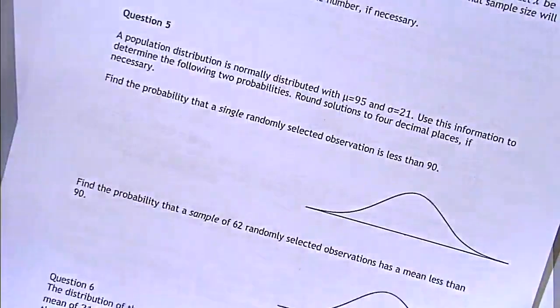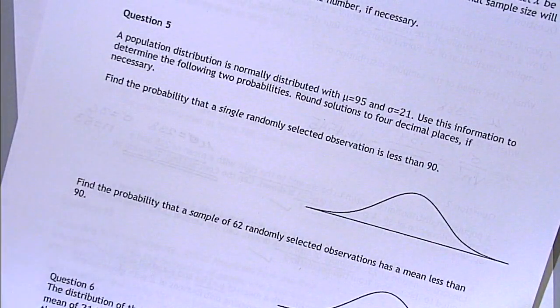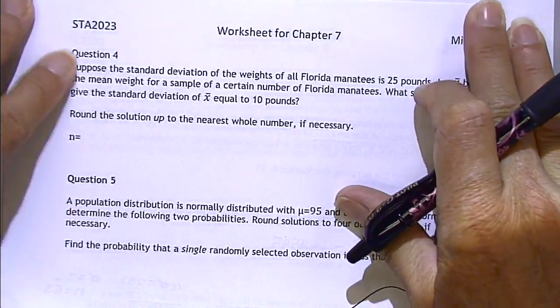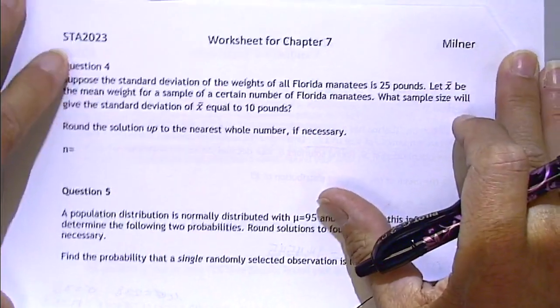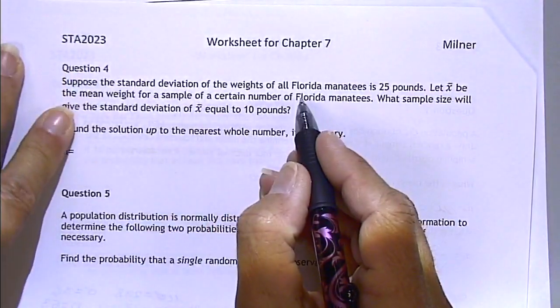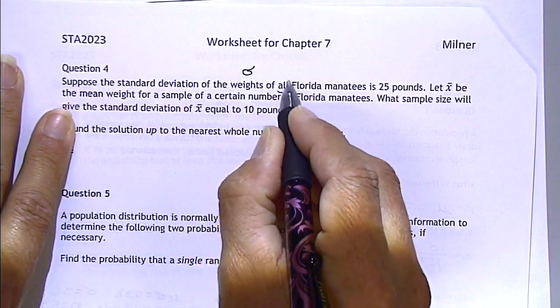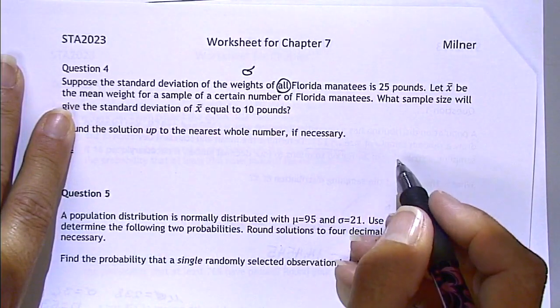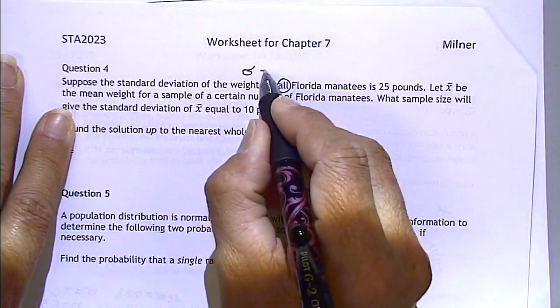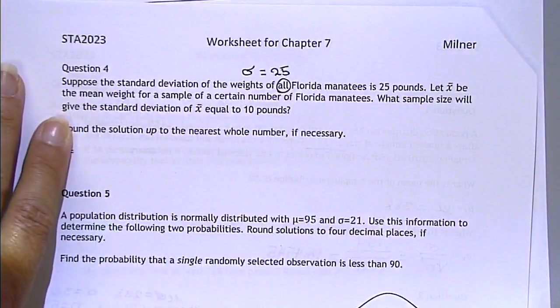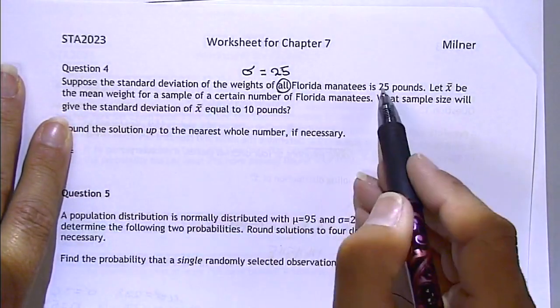Let's see what this one has for us. Page 2 says we've got the weights of all Florida manatees is 25 pounds. That's the standard deviation, not the weight, isn't it? Standard deviation of the weights. Okay, so the standard deviation of the weights of all, then that population, that word all is really important. It means it's a population item. So you kind of want to circle it every time you see it. So I've got all Florida manatees have a standard deviation of 25 pounds.